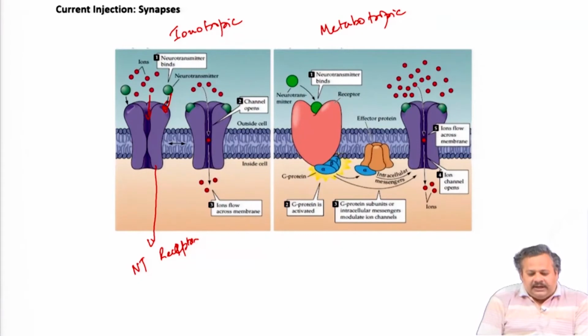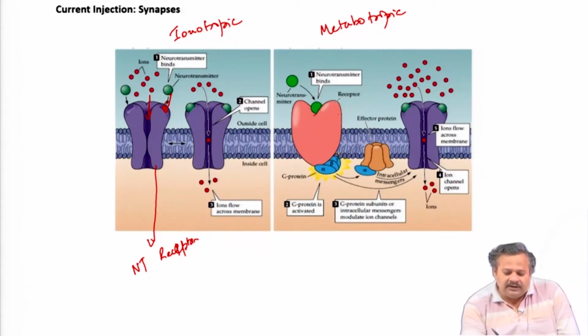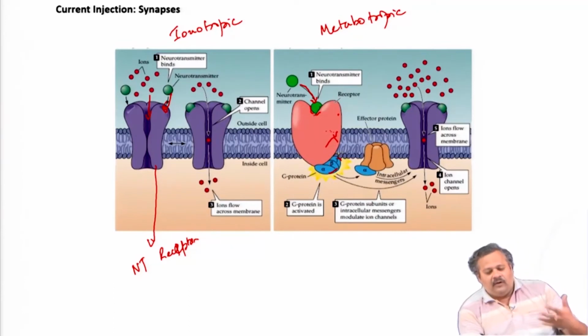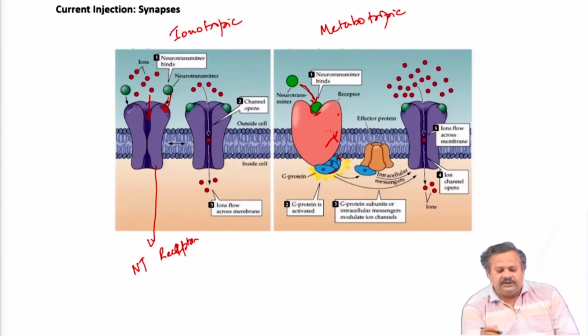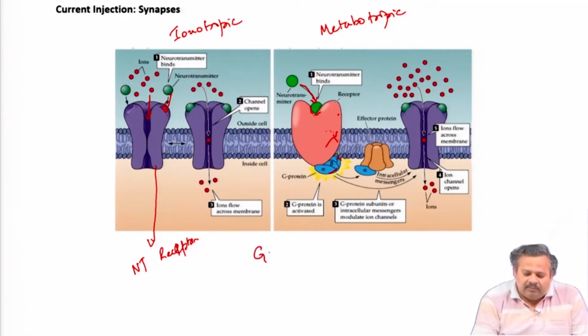Now, this means that this is an extremely fast process, and in this case the receptor itself is an ion channel, as opposed to what we see on the right hand side, which is a metabotropic receptor. Here the receptor is not an ion channel, but it has a binding site. So the neurotransmitter binds to this binding site, and then this particular receptor is coupled with other proteins inside the neuron on the postsynaptic side. The most important kind of such receptors are G protein coupled receptors.